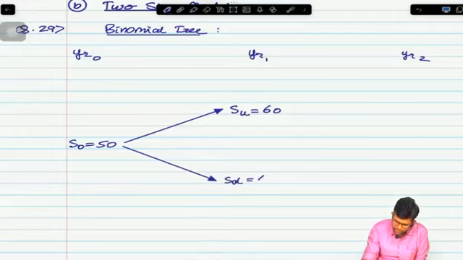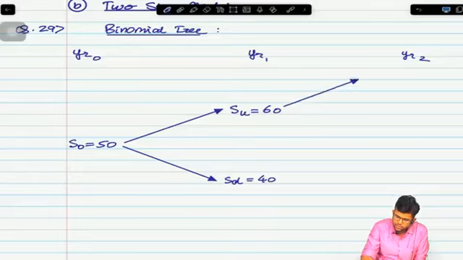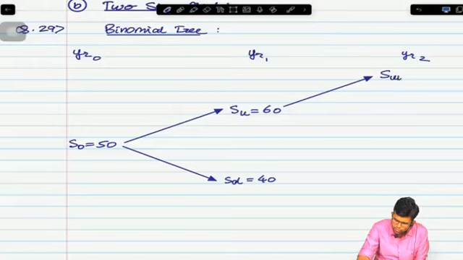SD 40. Now from here, do you realize it can further go? You getting now what I'm trying to say? It can further go to SUU. You are understanding? This is how the tree is presented. SUU. SUU is how much? 72.